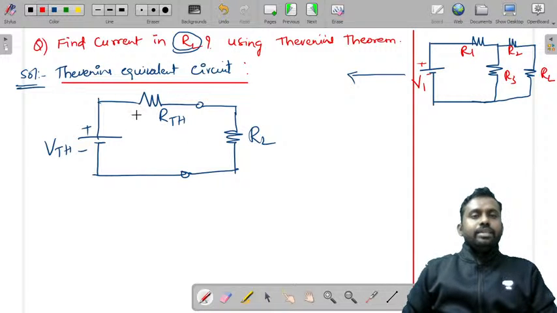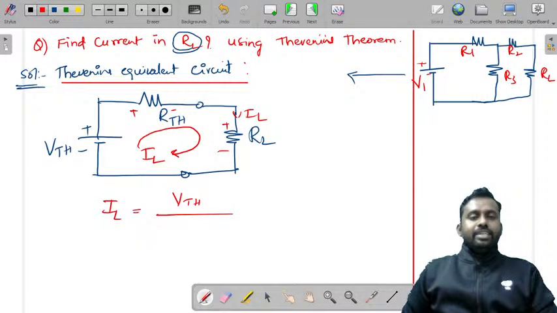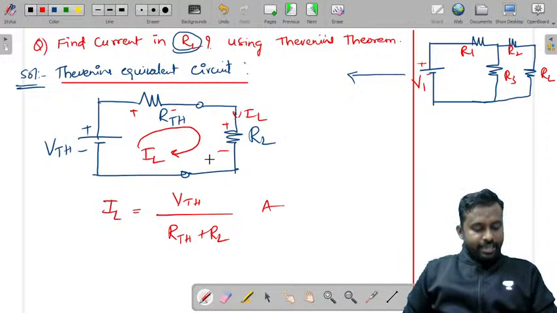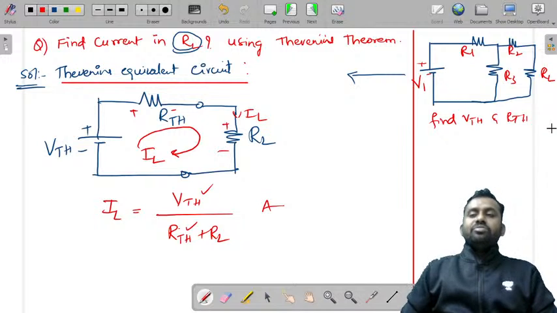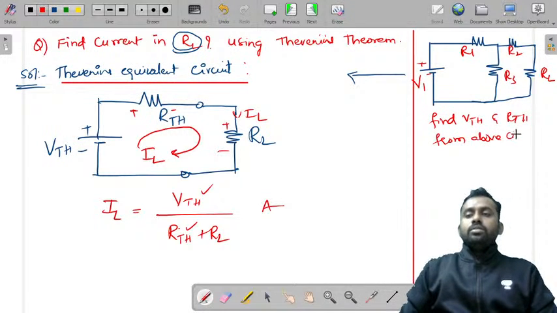Right. So in this, you take plus and minus here because the current is flowing in this direction, this is the load current. So what is the load current? IL is equal to, as we have just seen, VTH by RTH plus RL amperes. Now you need to find VTH and RTH using this circuit. There is a procedure to find VTH and RTH from the above circuit.